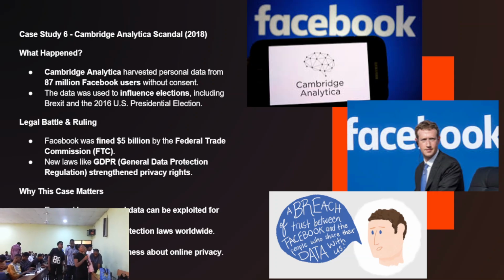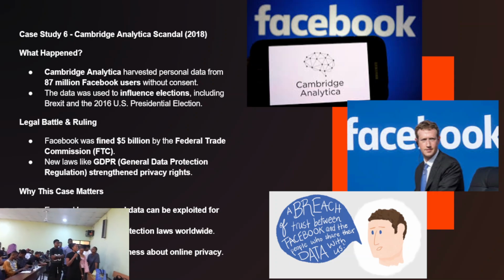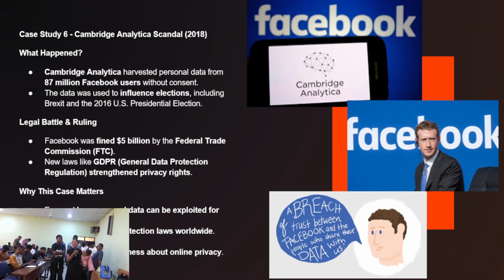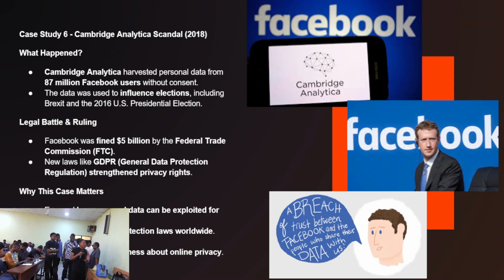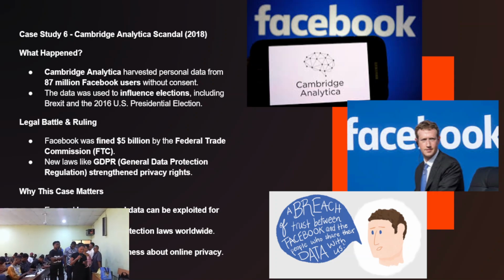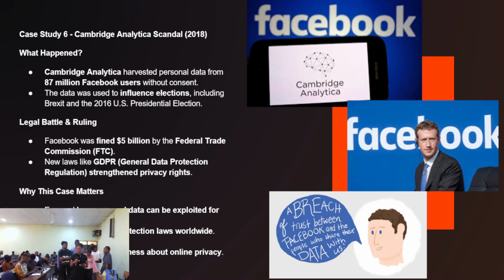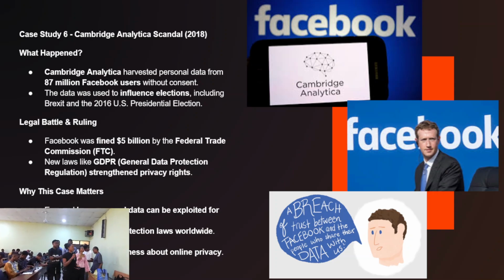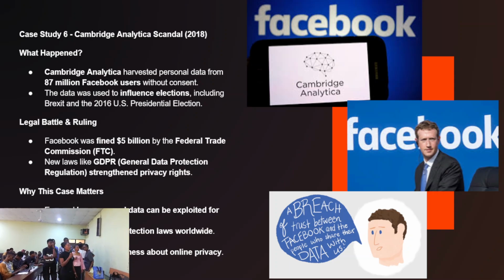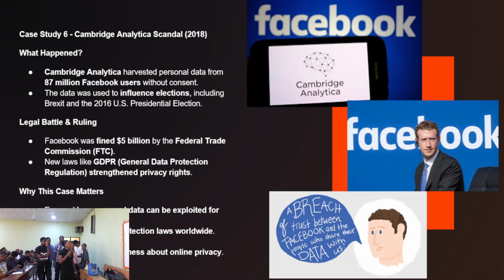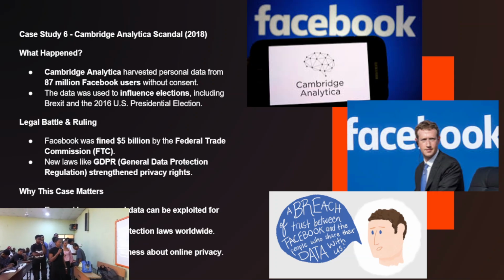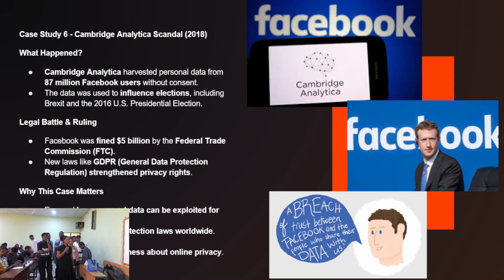Then the data was used to influence elections, including the 2016 US presidential election. Legal battles and ruling. Cambridge Analytica CEO Alexander Nix was suspended from serving as a company director and the company ceased operations in 2018. Facebook was fined $5 billion by the Federal Trade Commission, FTC. New laws like GDPR, the General Data Protection Regulation, strengthened privacy rights.